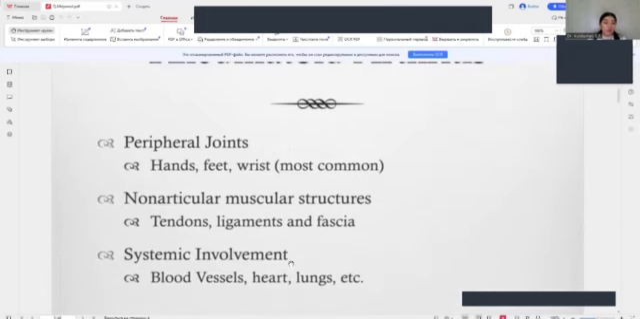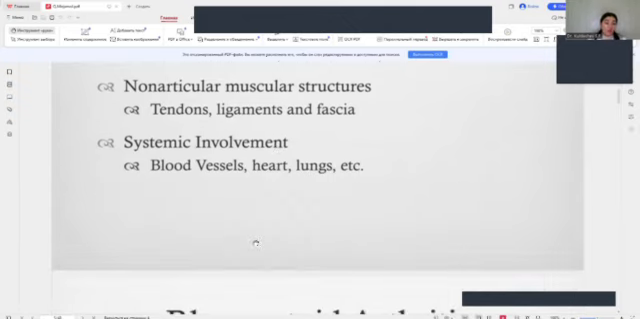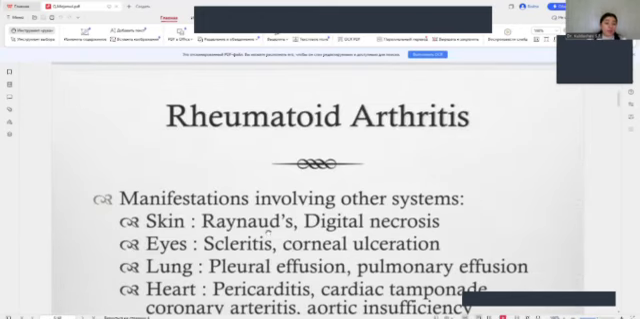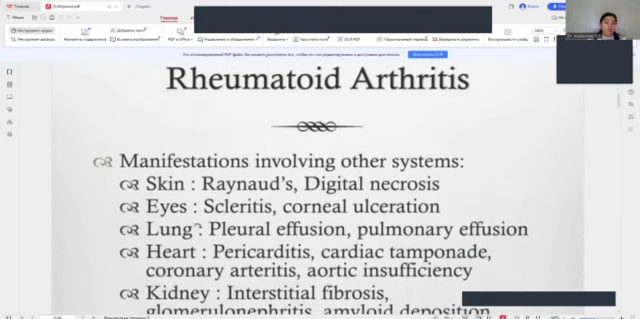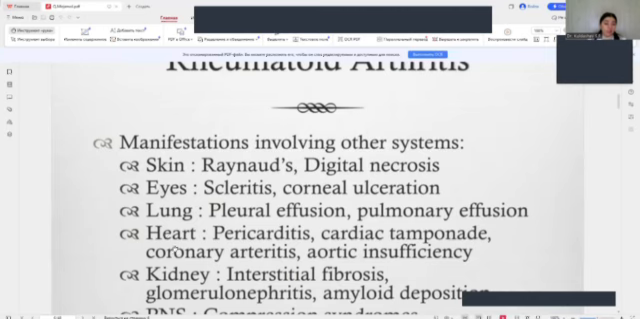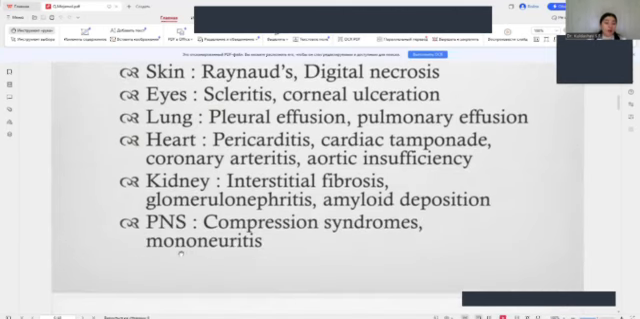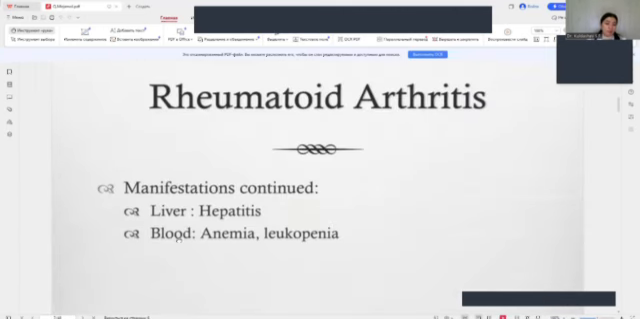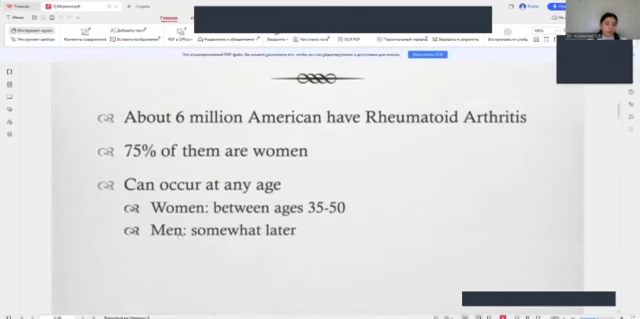Here you can see peripheral joints, which are included in this process, as well as non-articular muscular structures and systemic involvement. So manifestations involving other systems would be from the skin, eyes, lungs, heart, kidney, and peripheral nervous system. Manifestations continue to the liver and blood also.